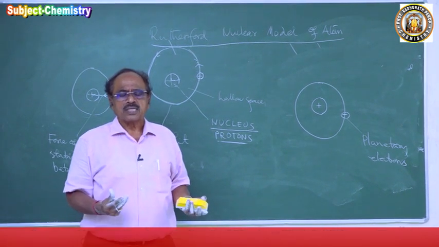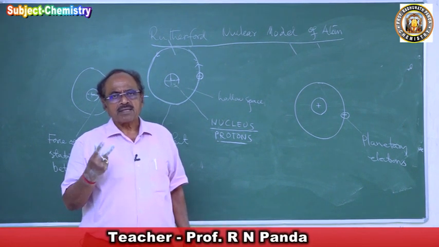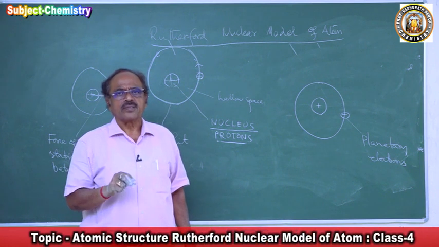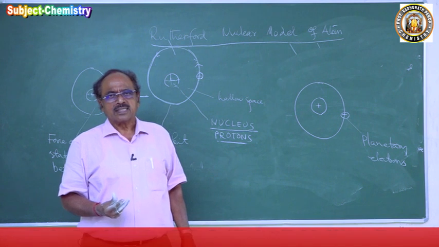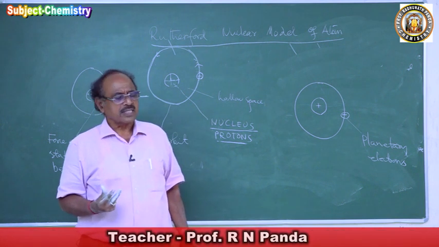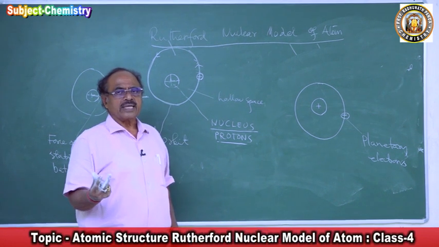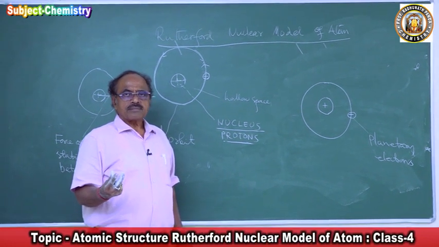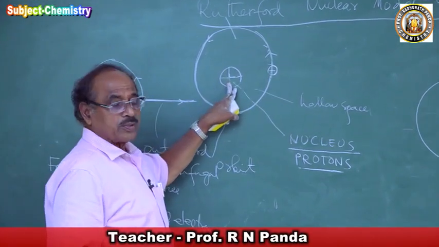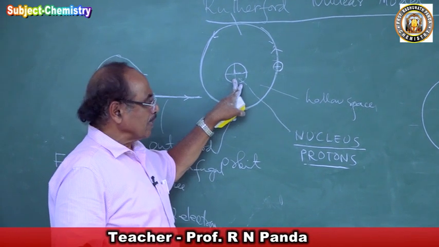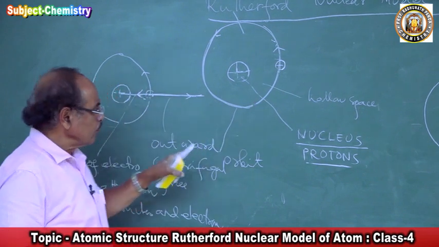He proposed the nucleus consists of the protons. The entire mass of the atom is concentrated at the nucleus, and the nucleus is positively charged. The nuclear charge is equal to the number of protons. And the electrons? The electrons are moving around the nucleus in circular orbits.